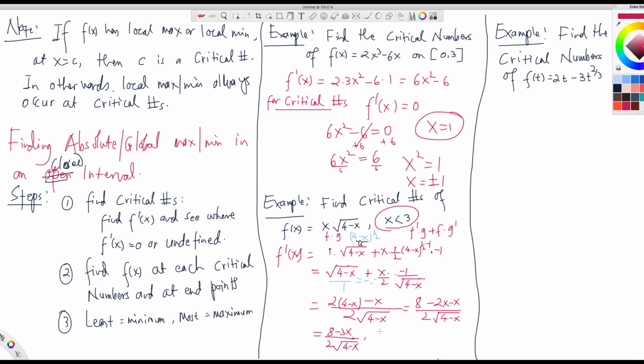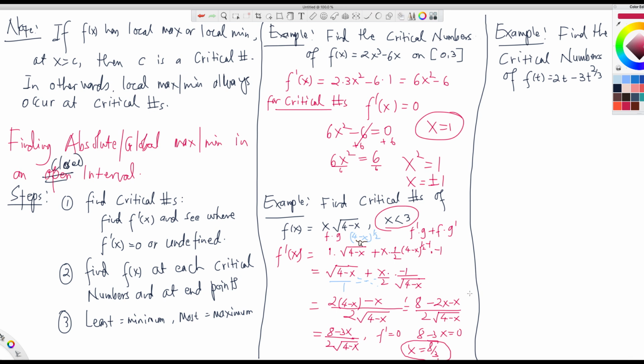Now, when does f prime equal 0? If f prime is 0, the numerator must be equal to 0, right? That is 8 minus 3x equals 0. If you solve, subtract 8 and divide by negative 3, you will get x equals 8/3. So 8/3 is 2 point something, which is less than 3, right? So this is the only critical number.